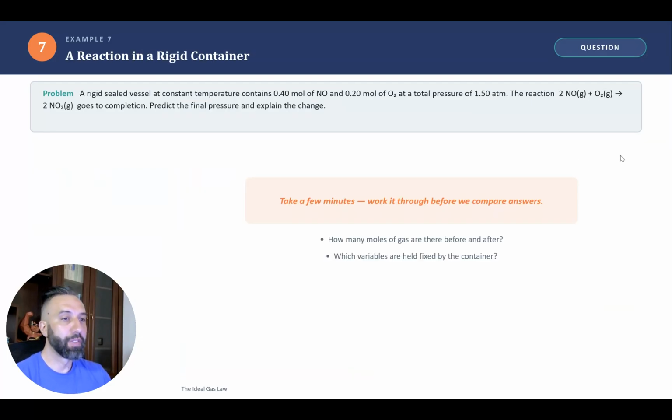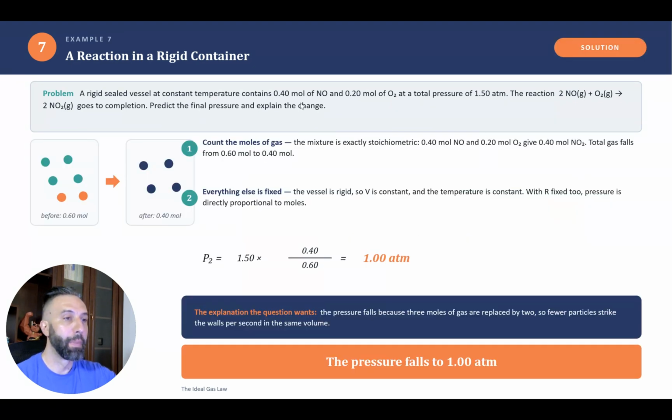A rigid sealed vessel at constant temperature contains 0.4 moles of NO and 0.2 moles of O2 at a total pressure of 1.5 atm. The reaction goes to completion. Predict the final pressure and explain the change. So basically, this is very commonly given like this. Seems confusing, but it's really not.